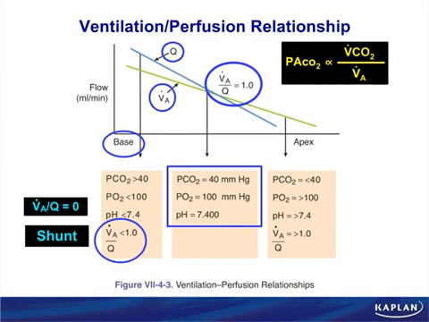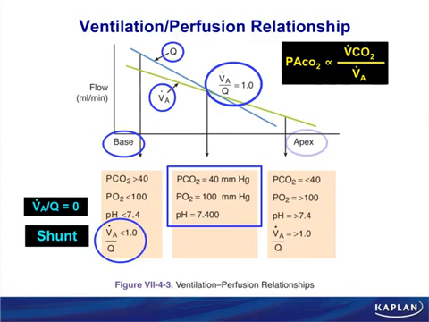So notice at the base of the lung I have a low VQ, therefore I'm going to have high CO2, low O2 in the base of the lung. In the apex, yes, I have less ventilation than I do the base. Yes, I have less blood flow than I do the base. But what matters is VQ. Notice that as I go toward the apex, there's more ventilation than blood flow. So VQ is going up.